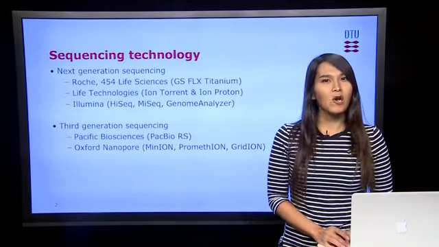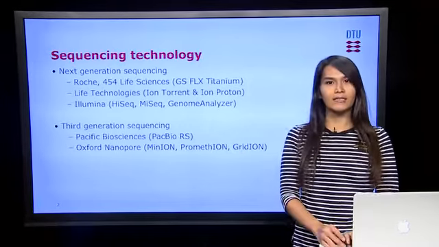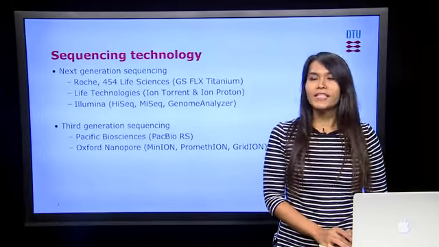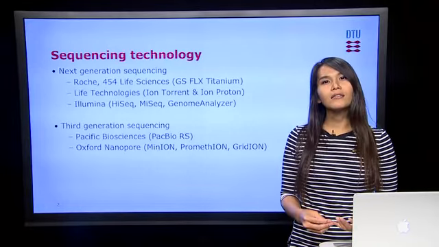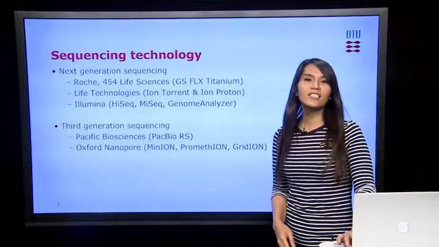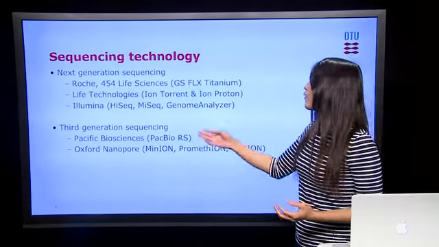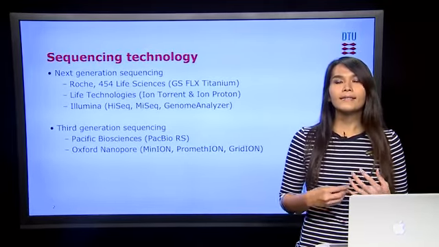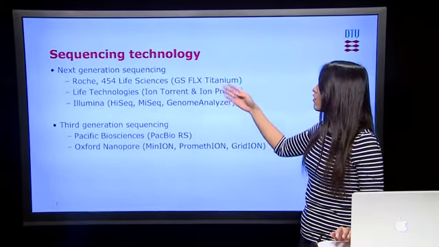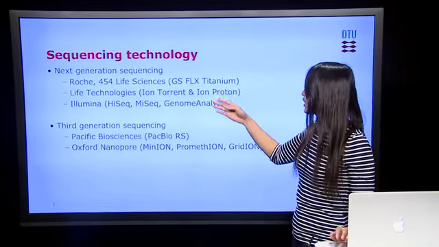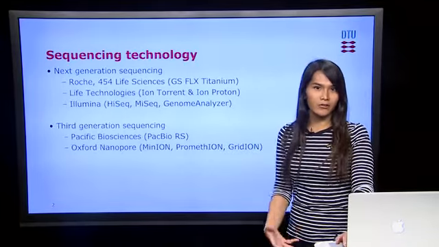Right now, the sequencing technology can be divided into next generation sequencing and third generation sequencing. The difference between them is that in next generation sequencing, you have to amplify your fragments before you start sequencing. But in third generation sequencing, you can sequence directly on single molecules, so you can call third generation sequencing single molecule sequencing. And this is the machine or sequencing platform that you can use in each technology. But I would like to focus only on next generation sequencing for today.